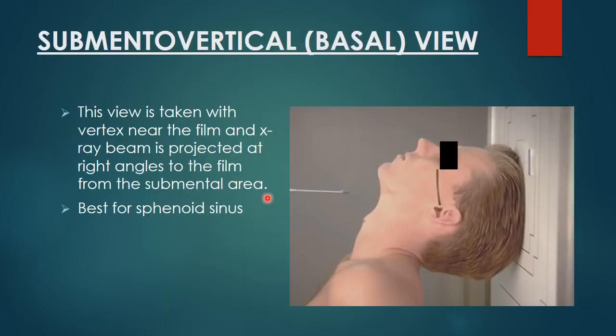The next view is submentovertical or basal view. This view is taken with the vertex near the film and the X-ray beam is projected at right angles to the film from the submental area. Best for visualizing sphenoid sinus.